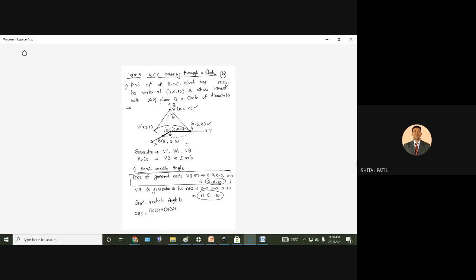Okay, 10 into minus 10. Sir, axis we also DR 0, 0, minus 10 येणार ना? नाही, त्याला काय फरक पडत नसतं actually. Whether you are considering V as the first point or O as the first point.